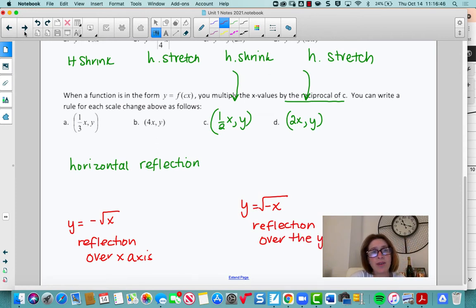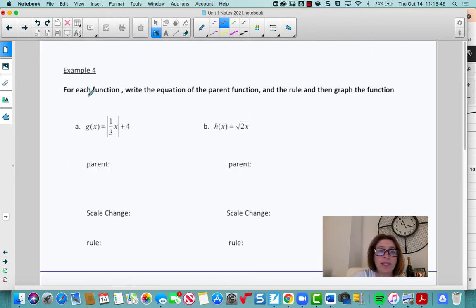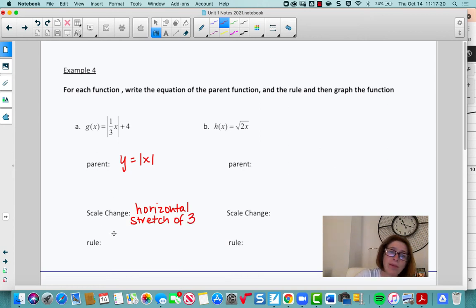All right, well, let's see if we can put all of this together. So here it says for each function, write the parent, the rule, and then graph the function. So here we've got 1/3 x plus 4, my parent's y equals the absolute value of x. My scale change is this is going to be a horizontal stretch of 3. My rule, inside changes x, so 3x, y plus 4.